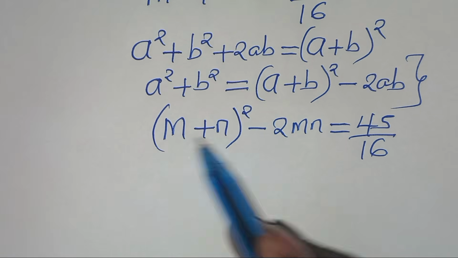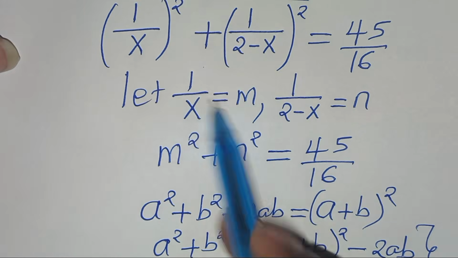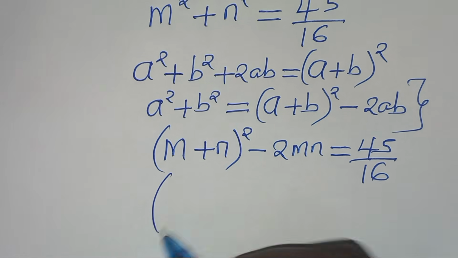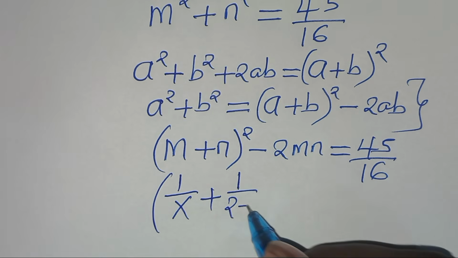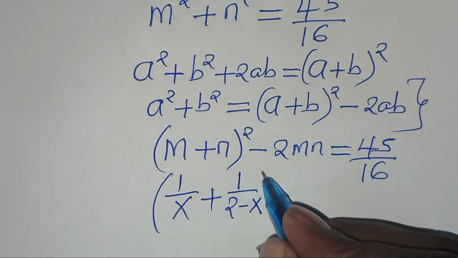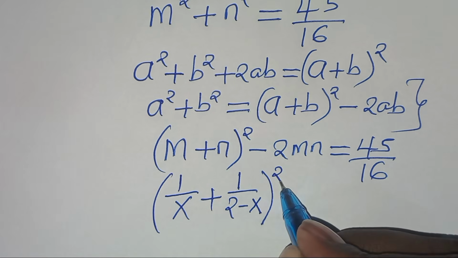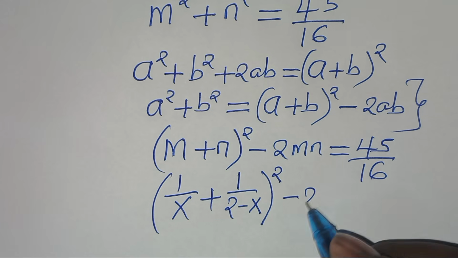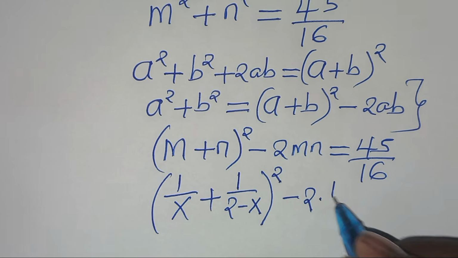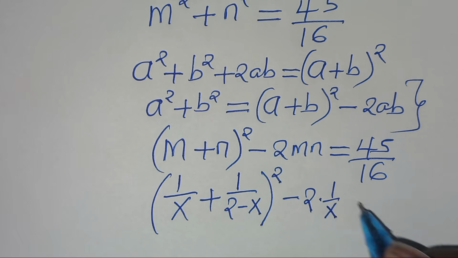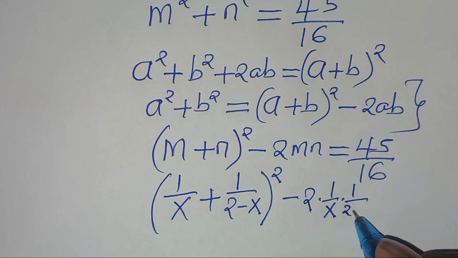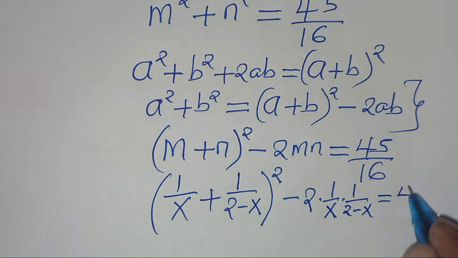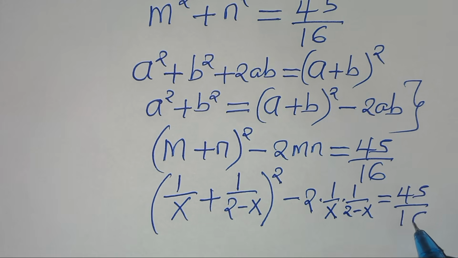Now let's substitute m and n. We have m is 1 over x and n is 1 over (2 minus x). So (1 over x plus 1 over (2 minus x)), everything here raised to the power of 2, minus 2 multiplied by 1 over x, then multiplied by 1 over (2 minus x), is equal to 45 over 16.